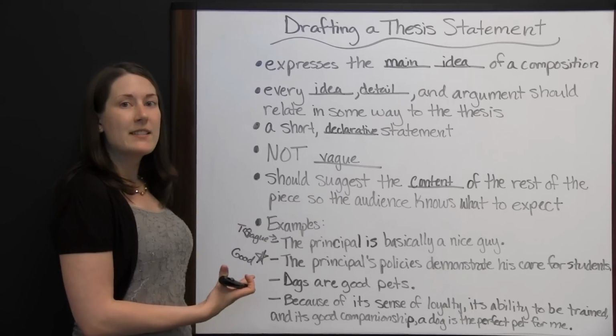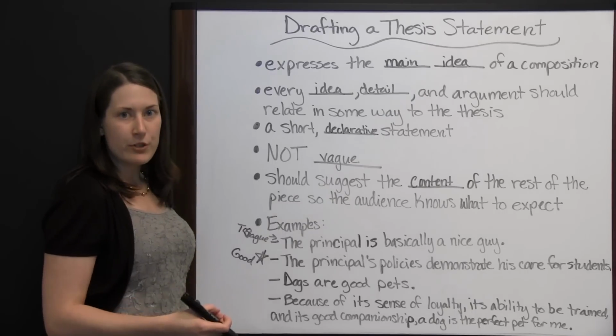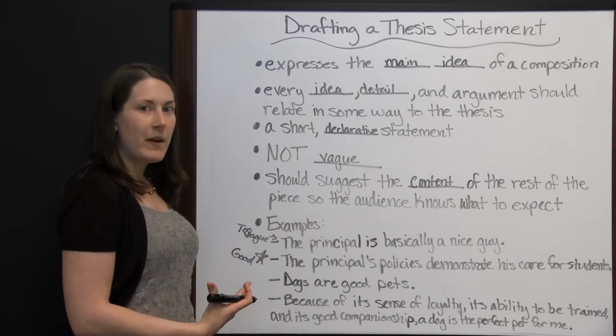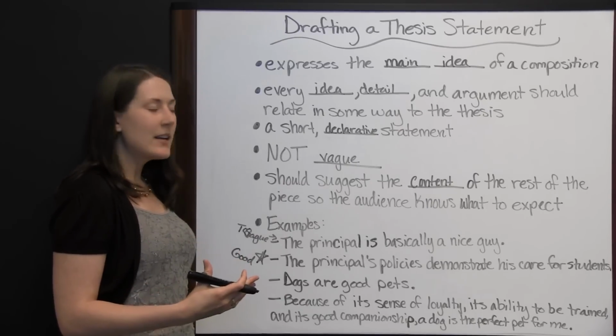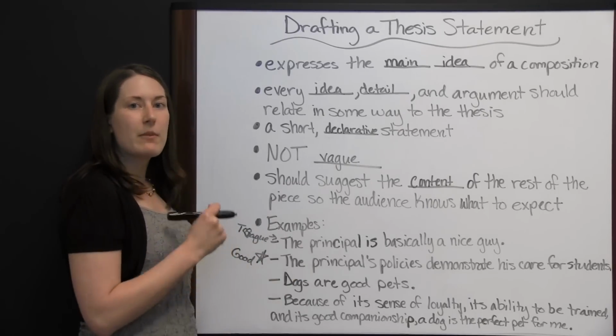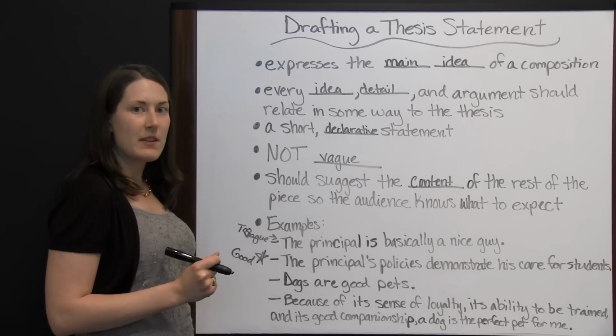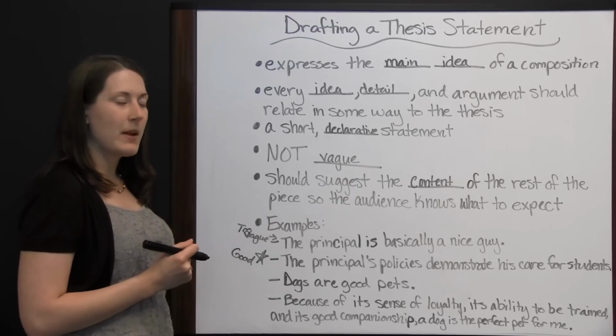Saying dogs are good pets is still really vague. You need to get more specific. Why do you think they're good pets? But don't get too specific, because you want your main idea to be in your thesis statement, but you don't want all the supporting details to be there. You want to save those for the body of your paper.